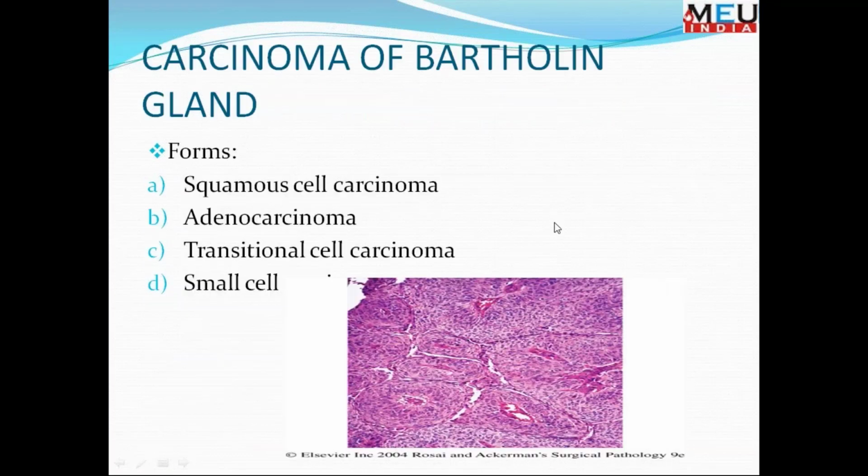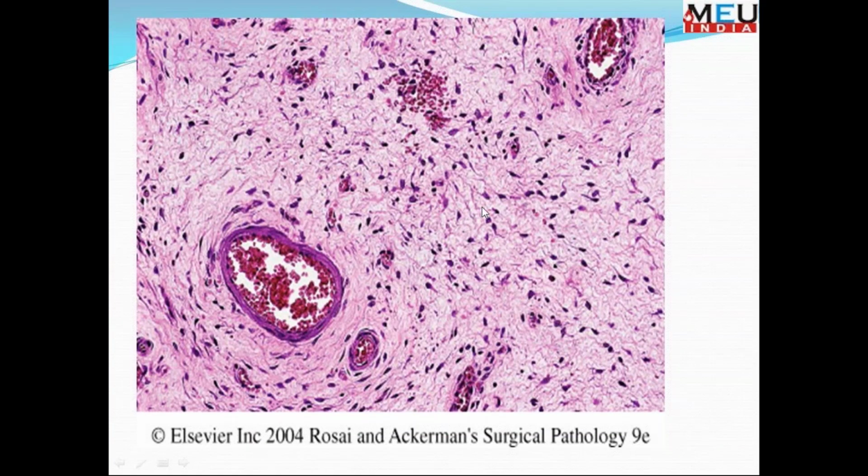There is carcinoma of the Bartholin glands, and it has various forms, in the form of squamous cell carcinoma, adenocarcinoma, transitional cell carcinoma, and small glands. This is the carcinoma in the Bartholin's gland.